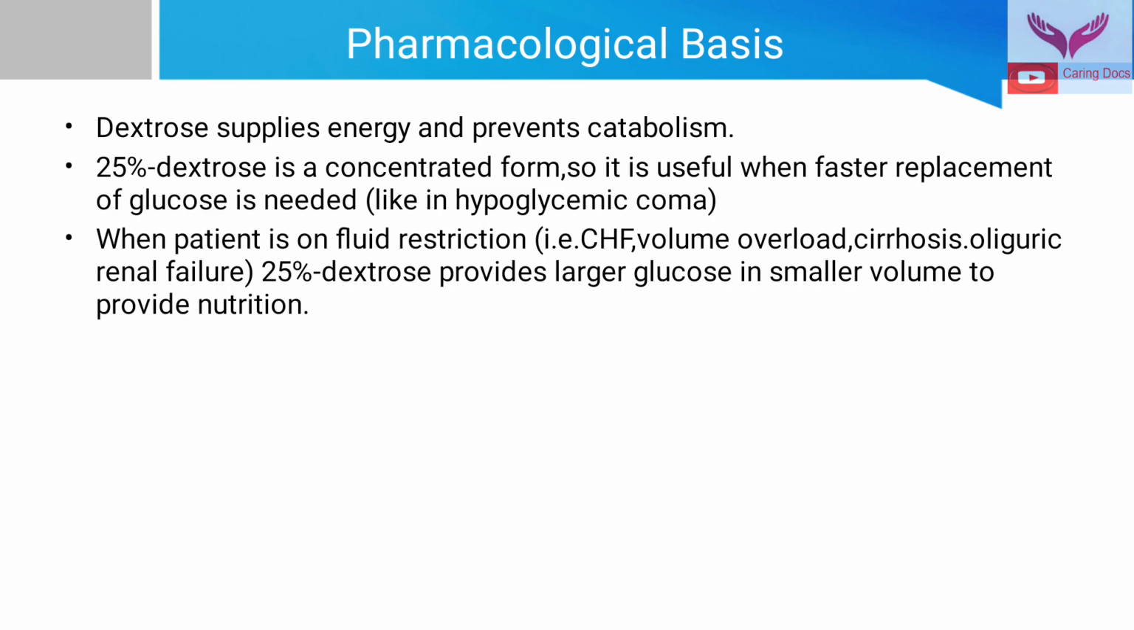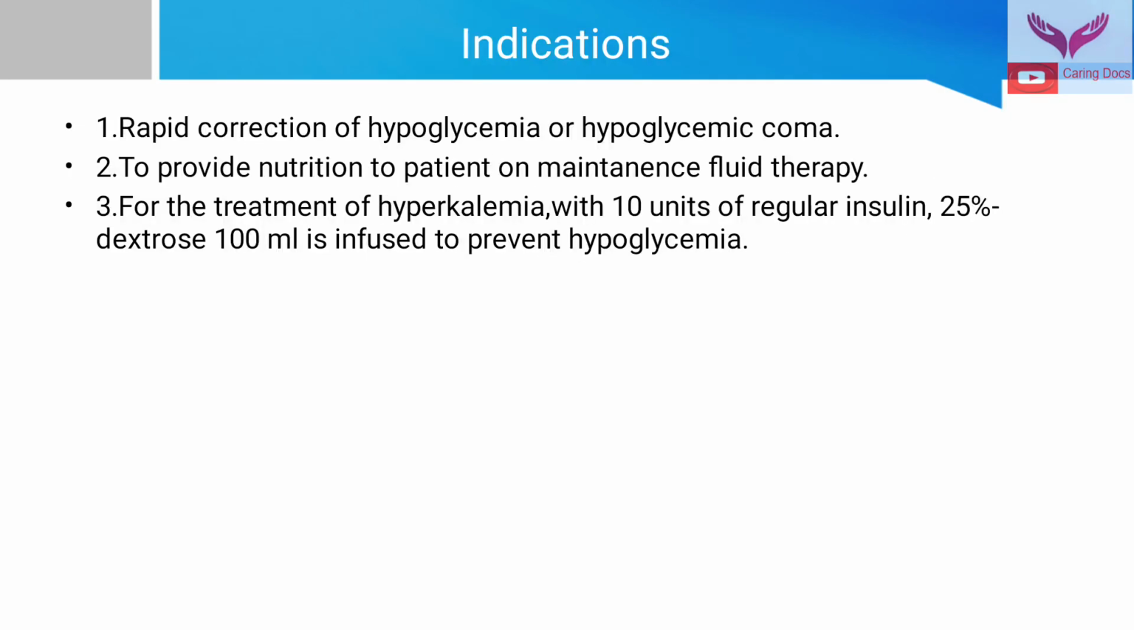25% dextrose is a concentrated form, so it is very useful when faster replacement of glucose is needed, like in hypoglycemic coma. It is also useful in patients in whom fluid restriction is advised, that is, patients of congestive heart failure, patients with volume overload, cirrhotic patients, and oliguric patients with renal failure. In these patients, 25% dextrose provides larger glucose in smaller volume and hence provides the nutrition.